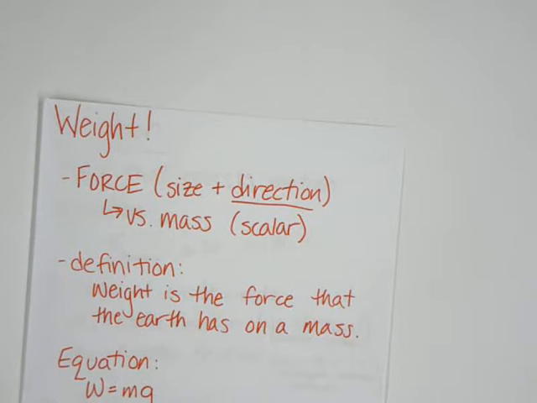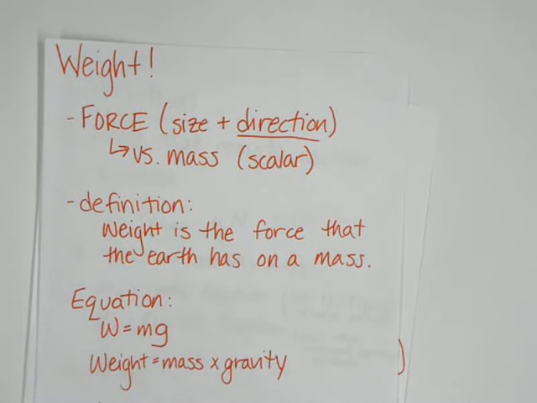weight is that it's a force, unlike mass, which is a scalar. And in our everyday lives, we confuse these a lot because we exchange them, but in the scientific world, we need to remember that weight is a force, which therefore means it has size and direction, and mass is a scalar. So the definition of weight is a force that the Earth has on a mass, and it's also between masses.